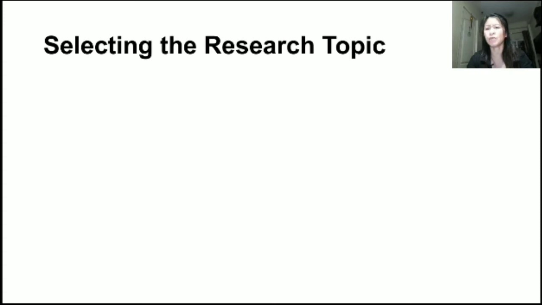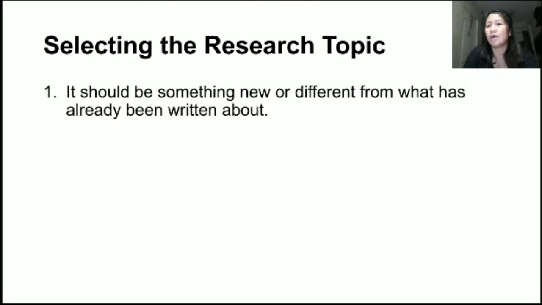Let's now go to some considerations in selecting research topics. Number 1, in selecting a topic, it should be something new or different from what has already been written about. One criterion for a research topic is it must be novel, something new, something that has not been studied. But there are topics that need to be studied more about. You just need to consider providing new things about the same topic.